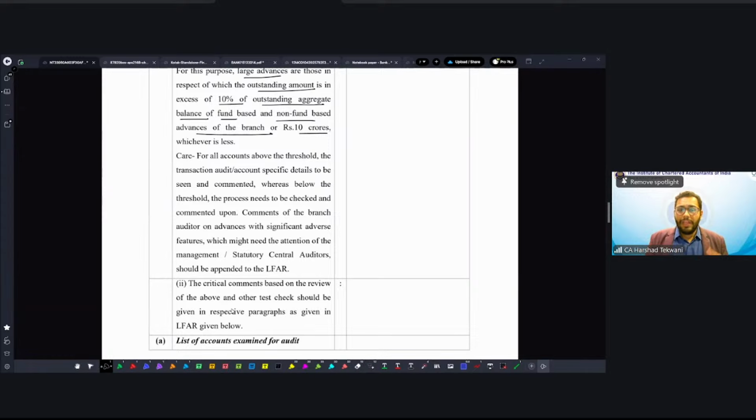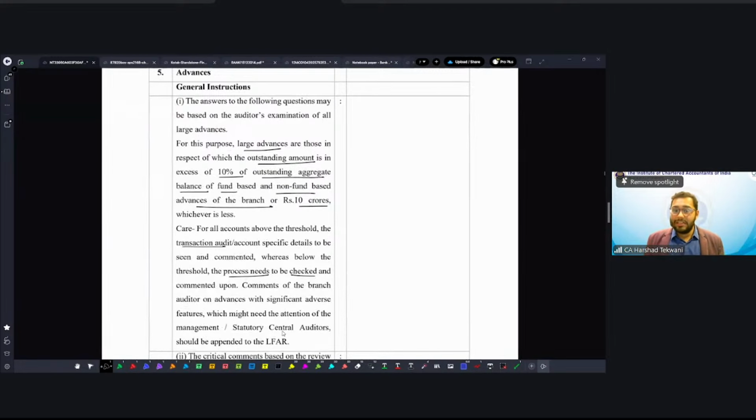So we are required to check, for example, the process. The transaction audit is required to happen. The relevant details are required to be checked for that particular advance. Documentation is required to be checked. So the large advances which are more than 10% of the outstanding amount for the branch or 10 crore, on a sample basis we are required to look into these specific details and we are required to comment on that. That's where the audit requirement for the large advances is coming from.